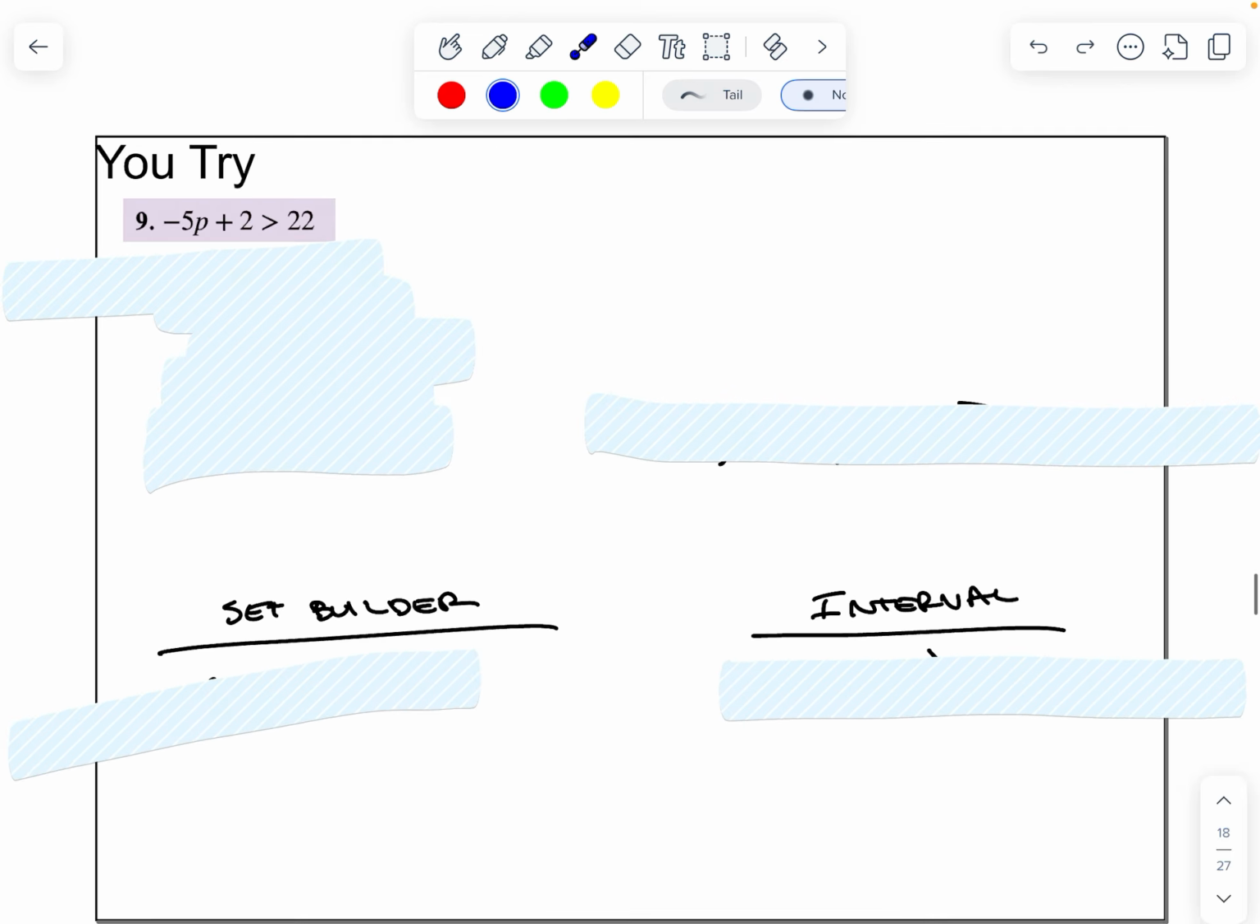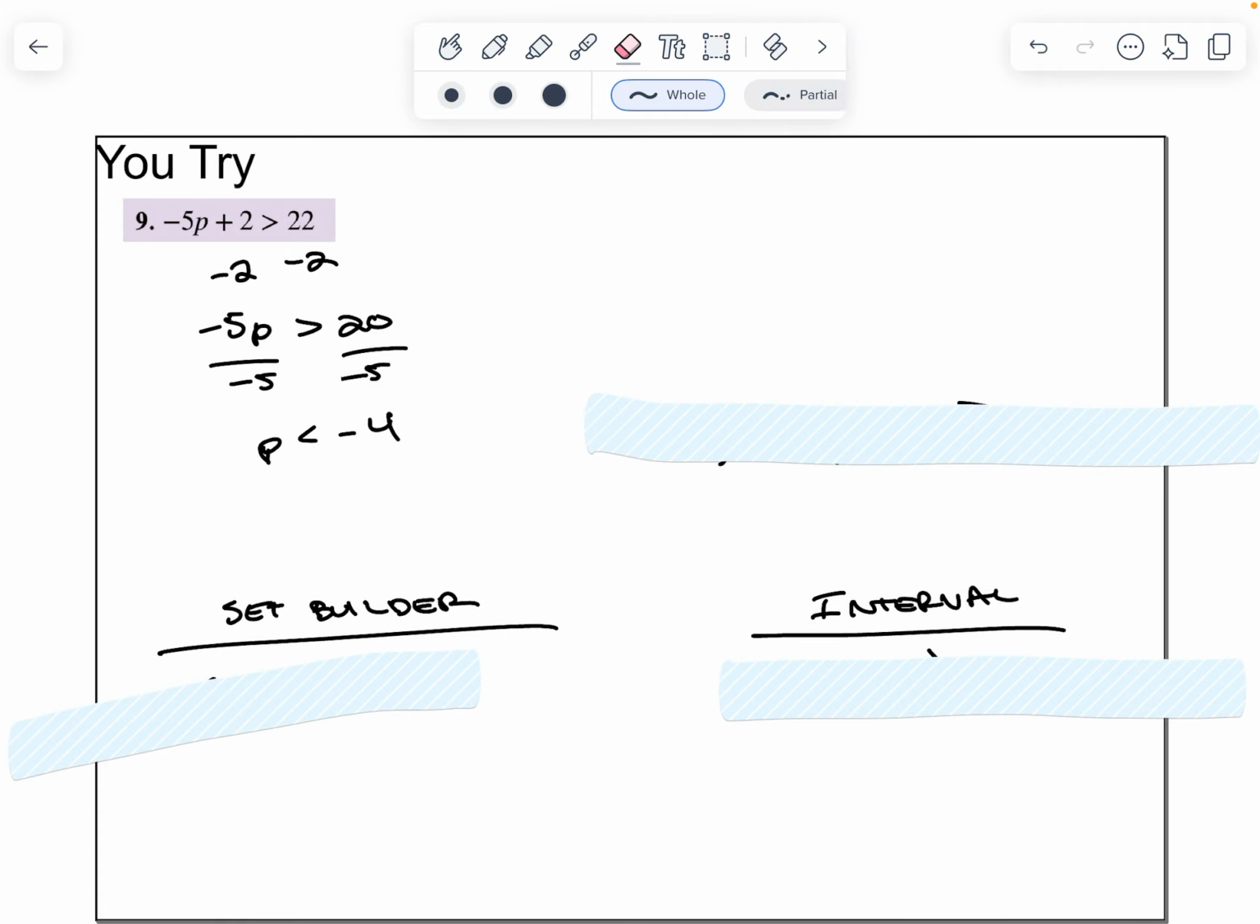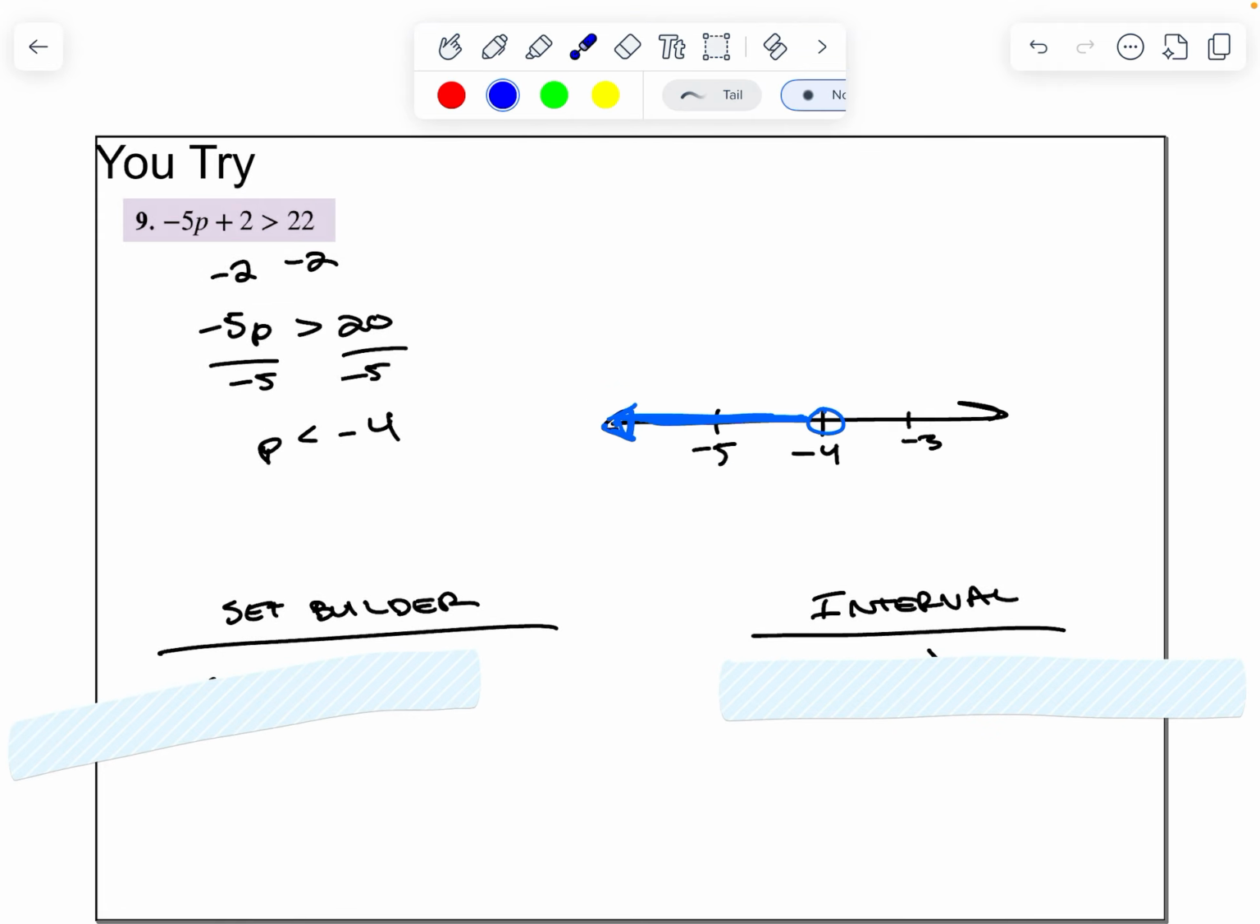Try this one. Very similar to the last one. I'm going to uncover my answer here. This is how I solved it. Remember, you can pause these videos at any point. This is what my graph looks like. P is less than negative 4. My set builder notation and interval notation.